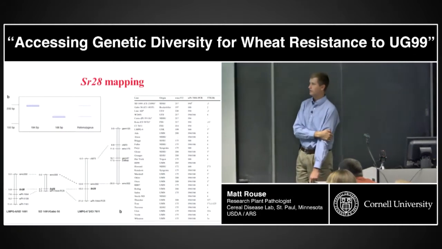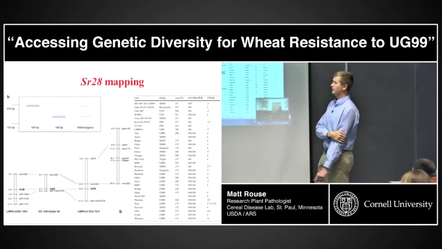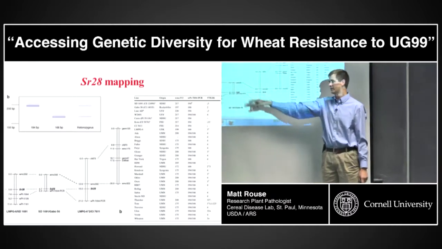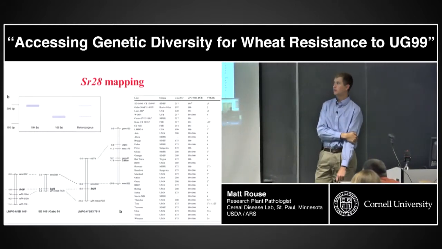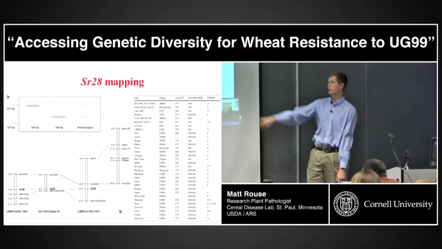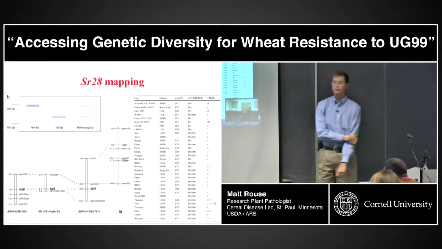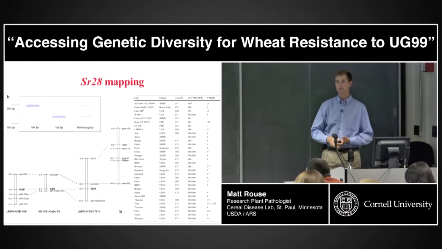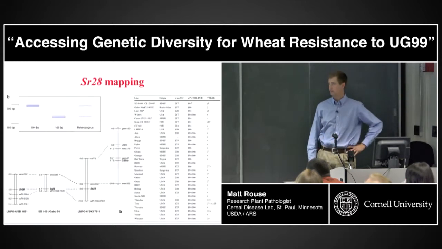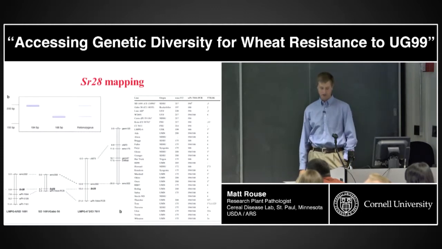And for the SR28 story, we found that the closest marker was actually a DArT marker, and so we converted that to a PCR-based marker and evaluated the flanking markers within Minnesota, North Dakota, South Dakota germplasm to see if it might be useful for marker-assisted selection. And in fact, it was the combination of those 2 alleles that was diagnostic within that germplasm.